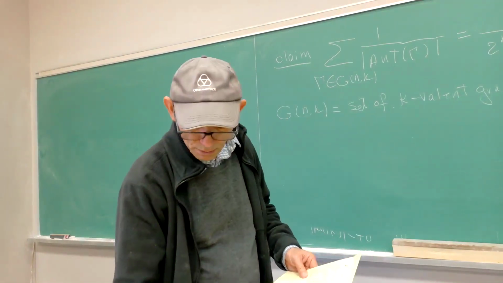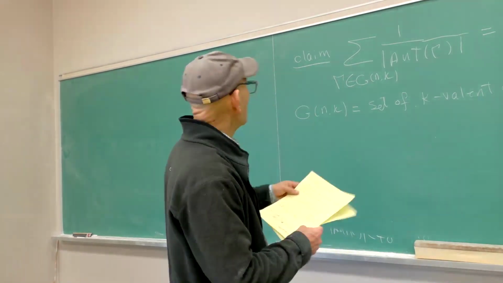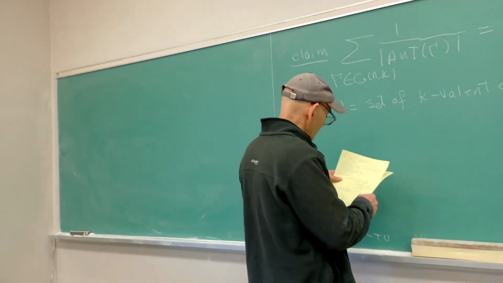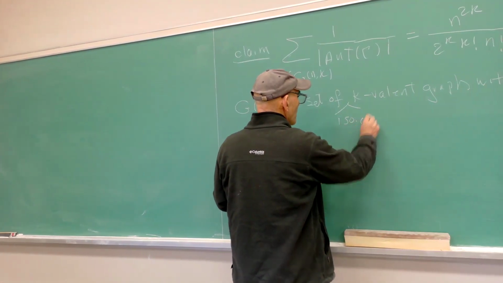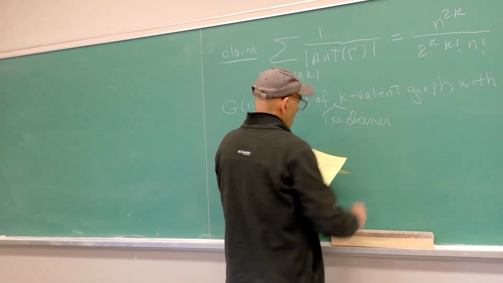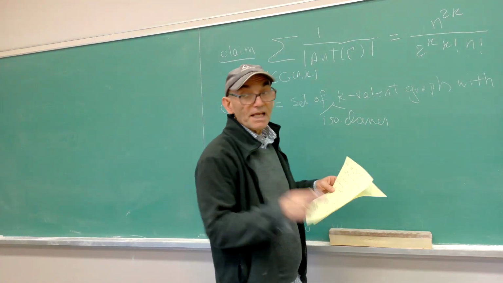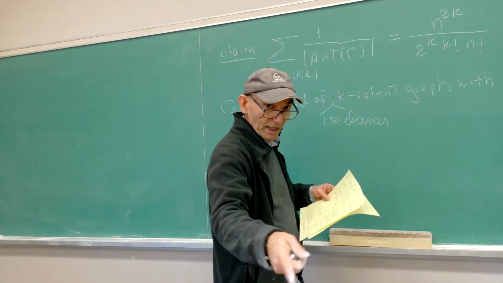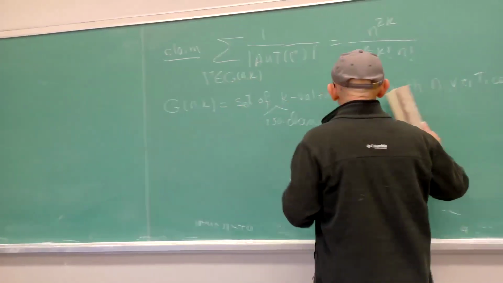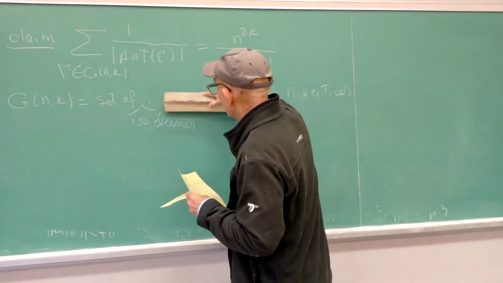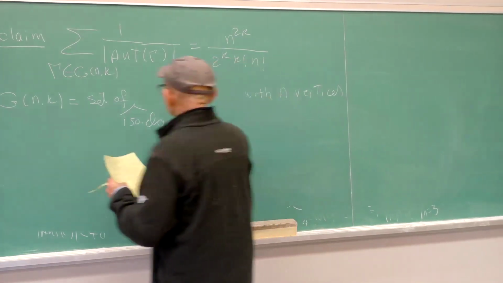Oh, no. That's not what it is. G and K, one notation: G and K is the set of, to be very precise, isomorphism classes of graphs with n vertices and k edges. That's exactly the question that I was asked from the Zoom. Of graphs with k edges and n vertices.